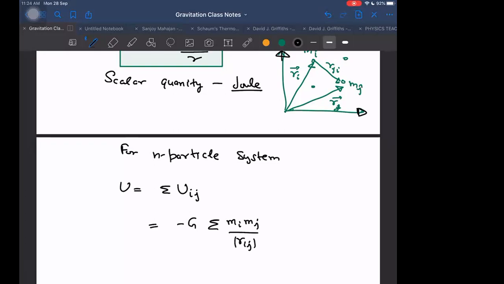Rij magnitude, position vector, or Rji, same thing. Rij magnitude is equal to Rji magnitude, because these are relative position vectors.